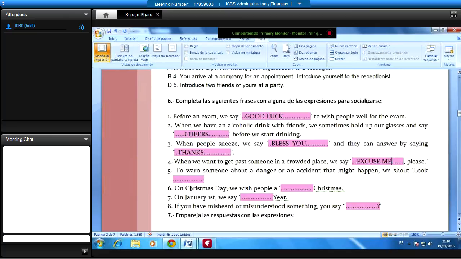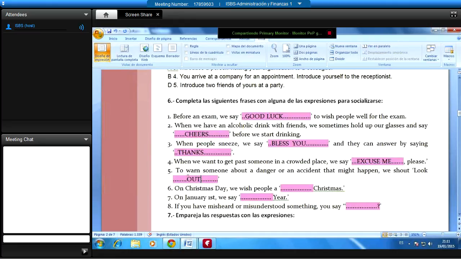Okay, so number 5, to warn someone about a danger or an accident that might happen, we shout, look out. That's a kind of phrasal verb, okay? Look out, or watch out, you can also say. Watch out. Look out means be careful. Be careful. Look out.